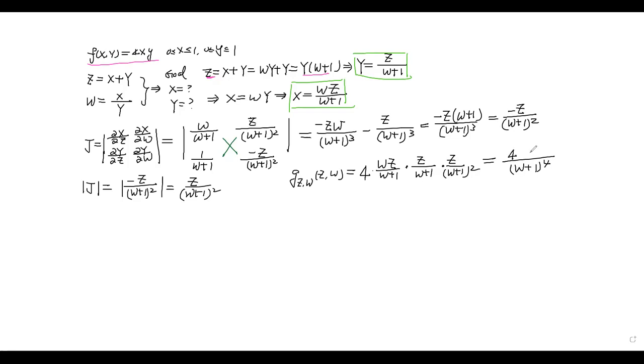So this is 4wz cubed over (w+1)^4. Like I said, this is the PDF here, right? So this is the joint PDF of z and w. Like I mentioned, the hardest part is to try to find the domain of z, w, because right now we know for the x, y joint PDF, x is from 0 to 1, y is from 0 to 1.